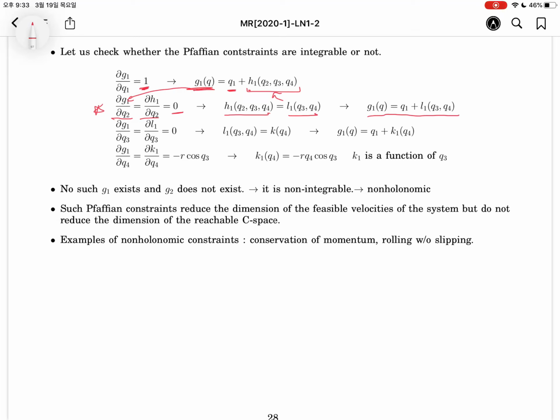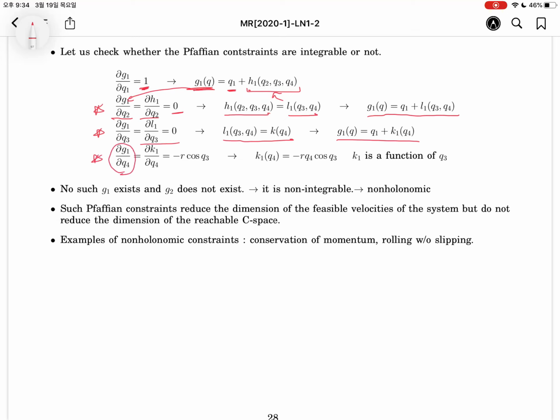G1 is equal to Q1 plus L1 as a function of Q3 and Q4. Okay, the third element, ∂G1/∂Q3. Let's apply. Okay, then we have ∂L1/∂Q3 is 0. So L1 should be a function of Q4. Let's denote it as K. Okay, so G1 will be Q1 plus a function of Q4.